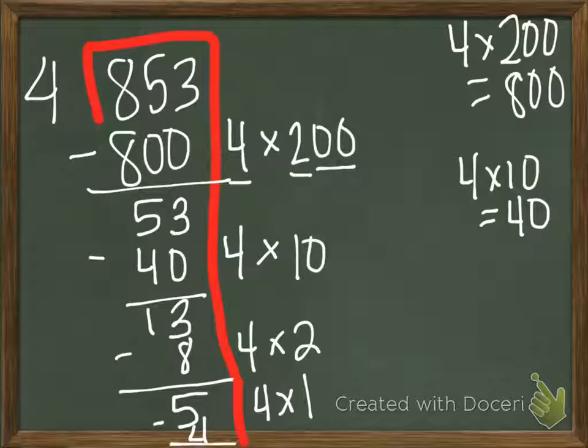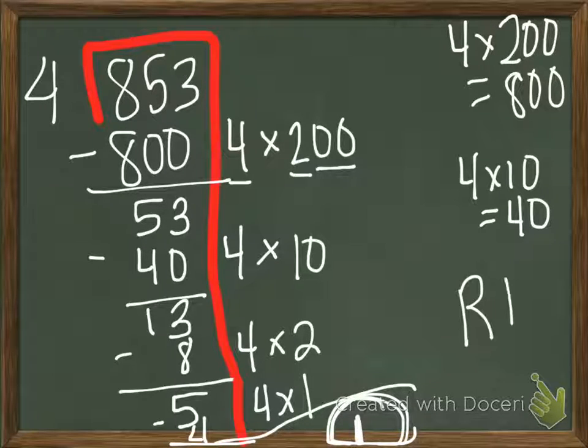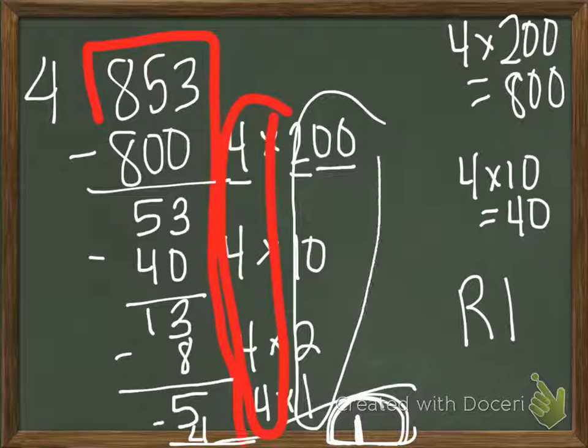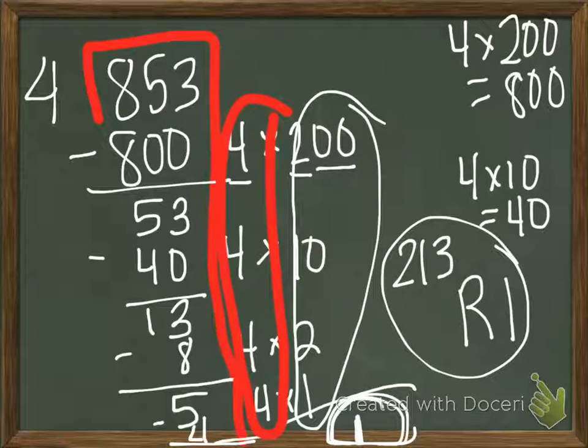Sorry, I'm running out of room. And 5 minus 4 is 1. So I'll put that over here. All right, so whatever you have down here, that is your remainder. So in this case, we know we're going to have a remainder of 1. Over here, we don't look at the groups because that didn't change. We look at what's different. So we have 200 plus 10 plus 2 plus 1, which when we add those all up, we should get 213 remainder 1.